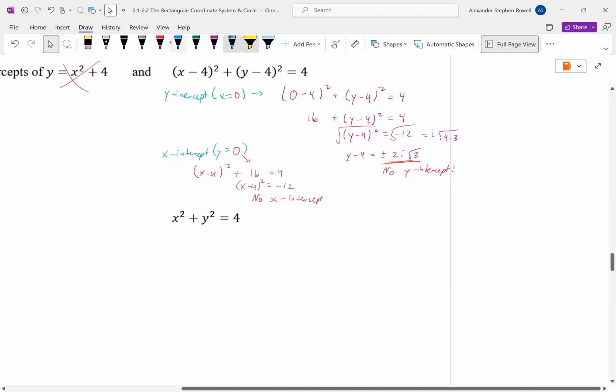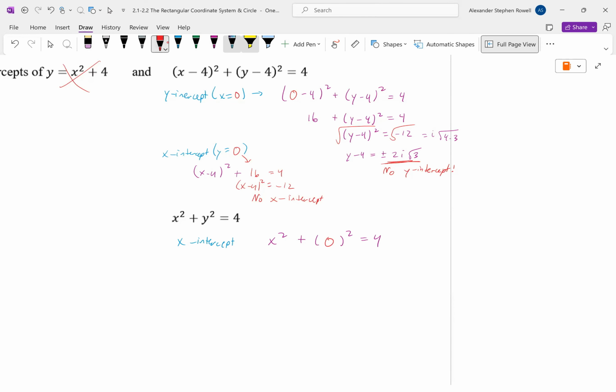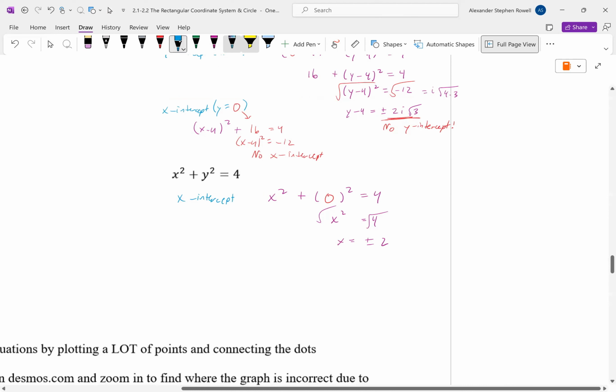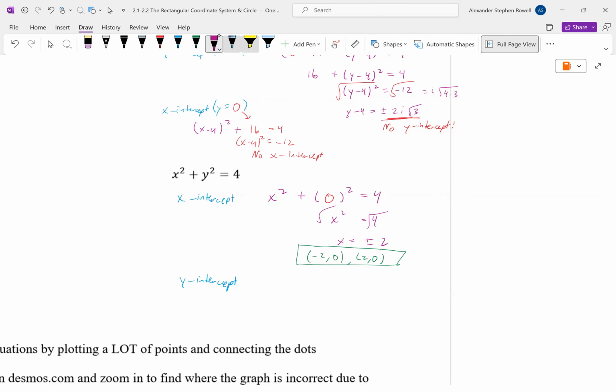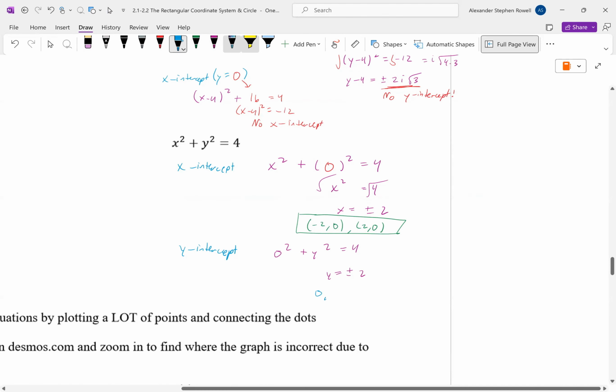All right, what about x squared plus y squared is equal to 4? How do we find the x-intercepts? We solve x squared plus 0 squared. I get x squared is equal to 4. x is equal to plus or minus 2. Corresponds to what intercept? Negative 2, 0, positive 2, 0. And the y-intercept, exactly the same thing. 0 squared plus y squared is equal to 4. y is equal to plus or minus 2. 0, negative 2, comma, 0, 2.